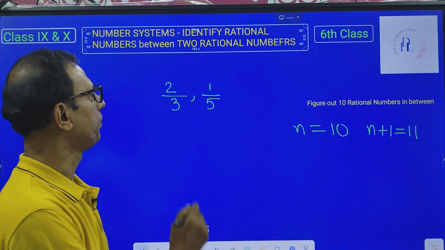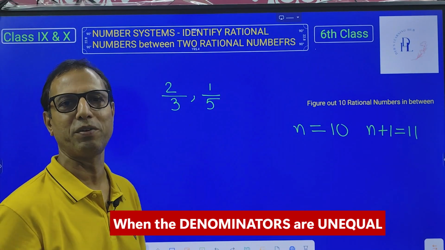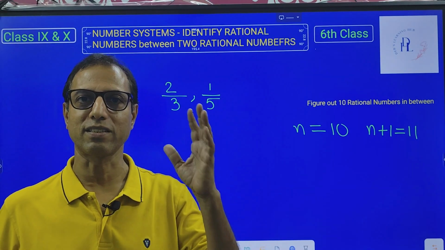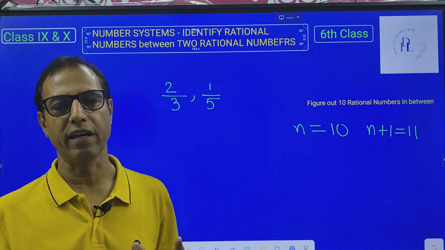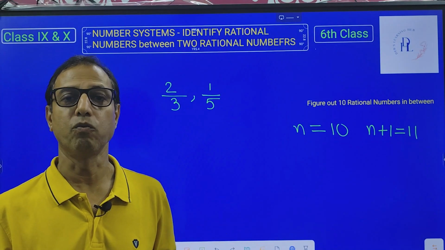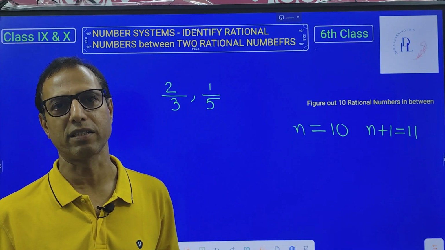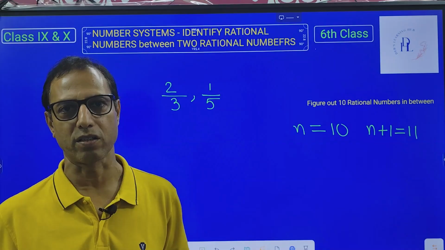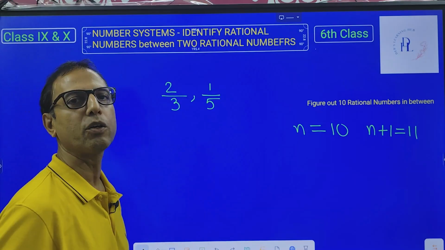Now let's say you need to figure out 10 rational numbers between 2/3 and 1/5. But here the denominator is not the same. Like you have seen in classes 6, 7, 8, when we arrange fractions in ascending or descending order, and when you are asked to find the smallest and biggest number, what you do is always make the denominators equal first, then only you can compare two fractions, right? So you have to make the denominators equal.